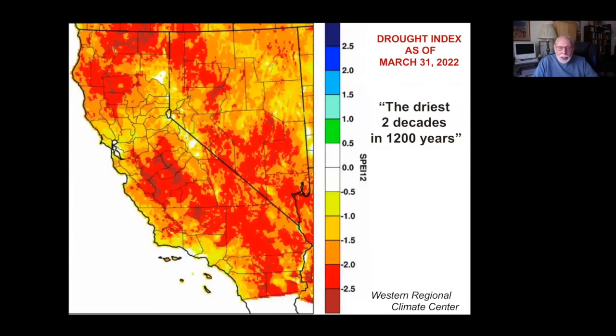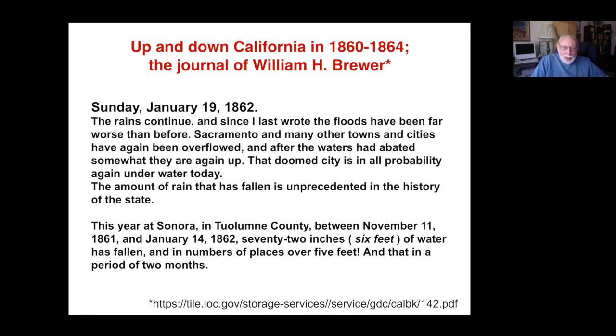And we're in a drought here, as probably everybody knows. A study of tree rings indicated this is the driest 2 decades in the last 1,200 years. But be careful what you ask for, because this is a journal of a man named William Brewer, who was part of a geological survey team looking at California resources in the 1860s. And he kept a journal that was remarkably well written.